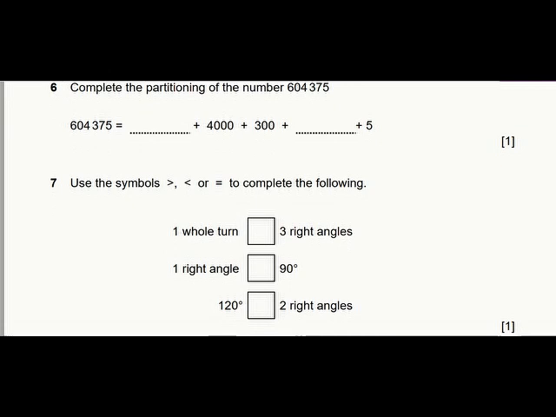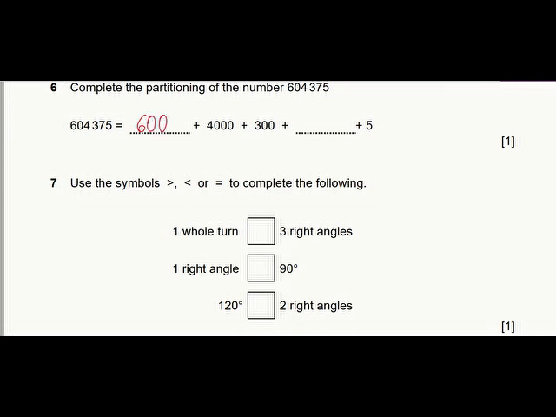Exercise 6. Complete the partitioning of the number. What number is this? Read it in your mind. What number is this? We have the comma here in front of it, right before the 3, between the 4 and the 3. So how do we call the number? It is 604,375. Now, they are not asking us how to call it, but if we can name it, it will be much simpler. 600.